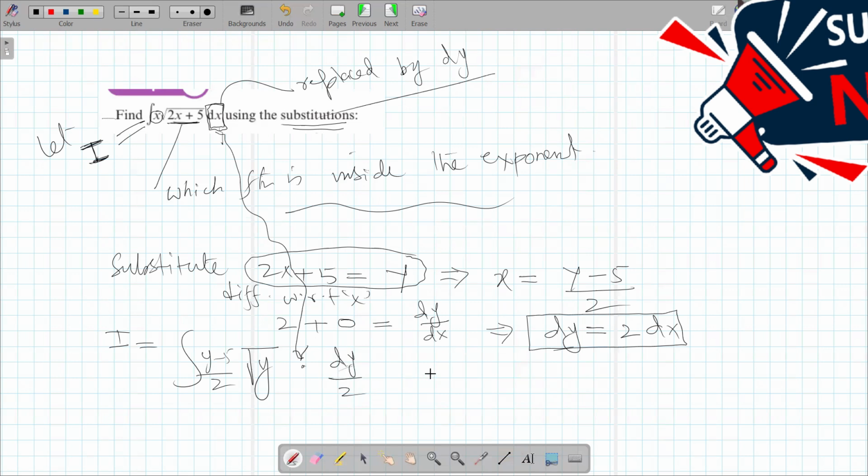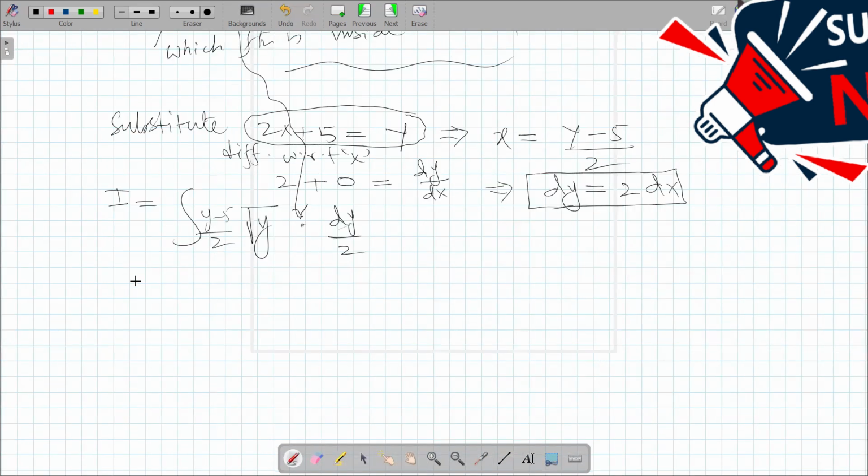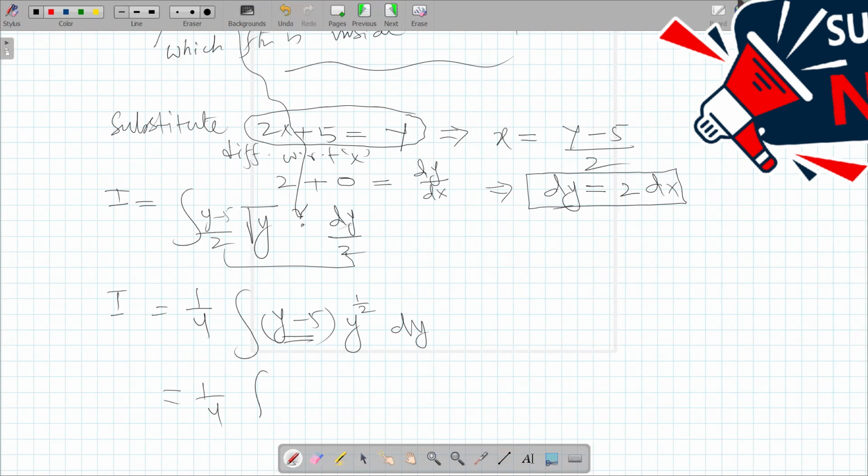Dy divided by 2. Exactly. So now we will express everything in terms of y. We can take 4 outside, because 2 times 2 is 4. Y minus 5 will be multiplied with the square root of y. So let's multiply y power 1 over 2 with each of the terms inside the bracket.